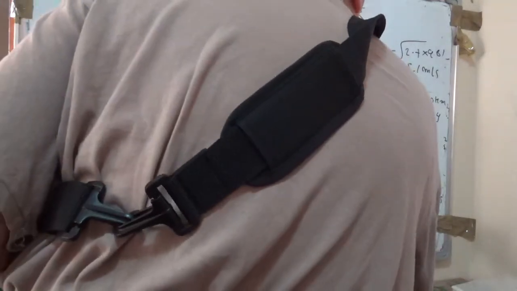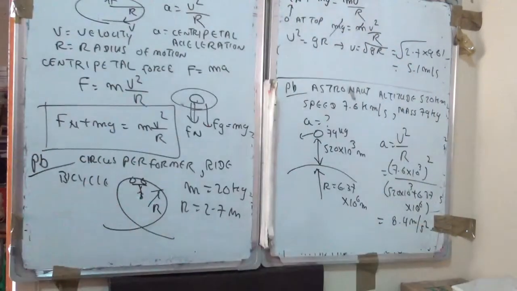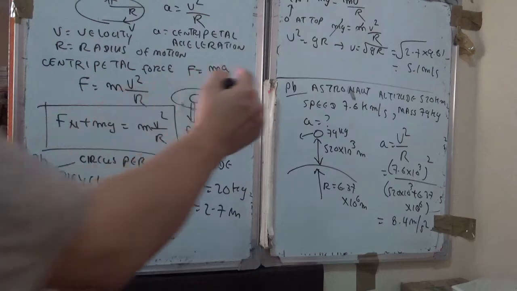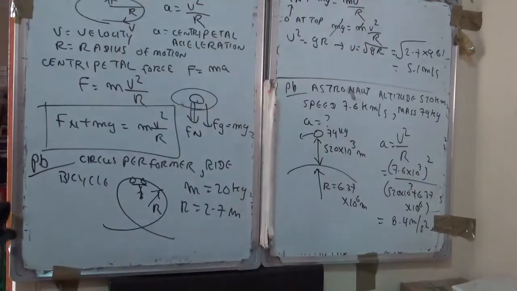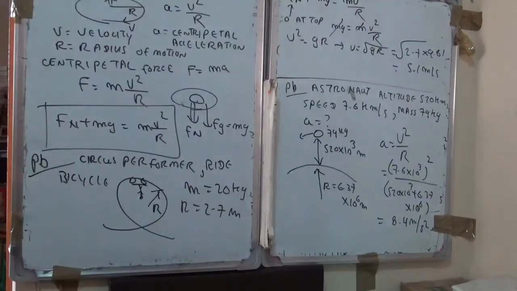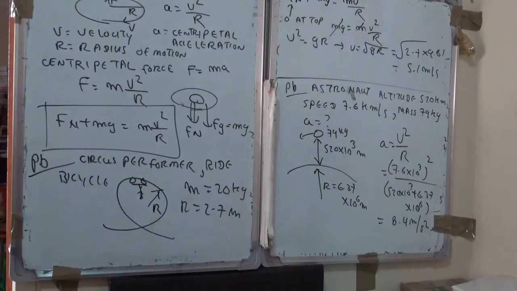520 into 10^3 meters. So in this case, we can find another problem. The astronaut's altitude is 520 kilometers above the Earth's surface level. They are moving at a speed of 7.6 kilometers per second. The mass of the spacecraft is 79 kilograms. In this case, we have to calculate the centripetal acceleration.